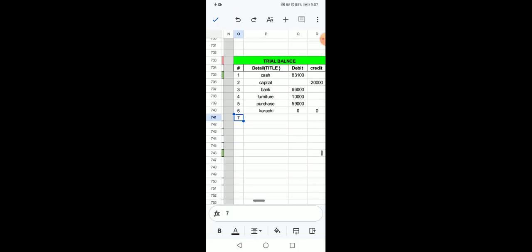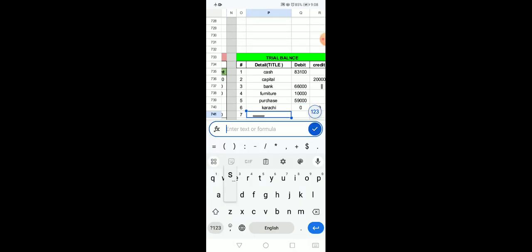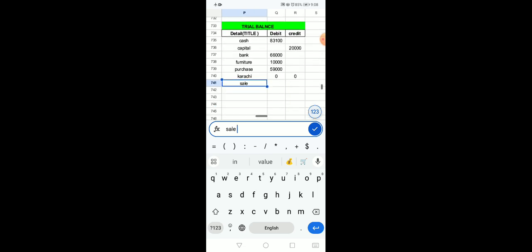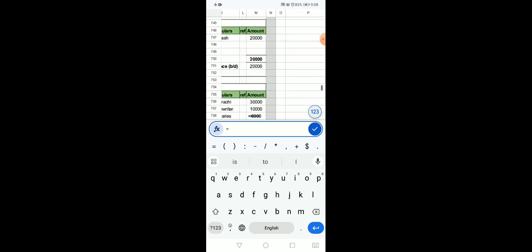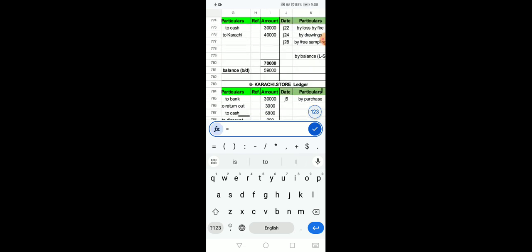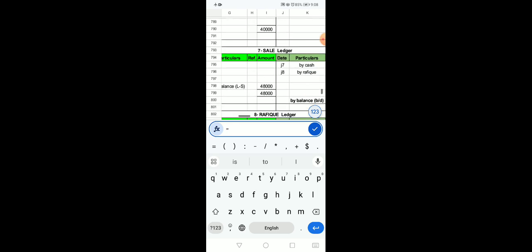Let's see what the seventh ledger is saying to us. It is the ledger for sale. Put the title first. We are making the sales ledger. Now let's see where its balance is. This is your sales ledger.